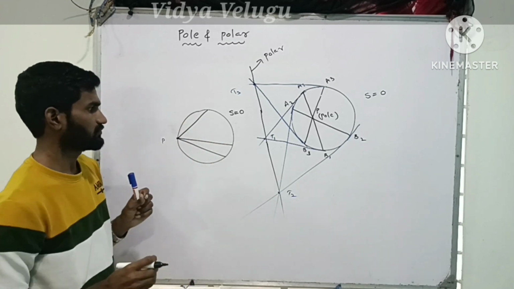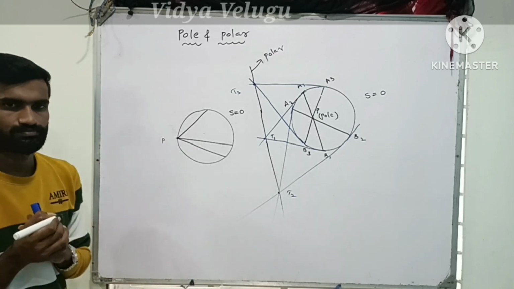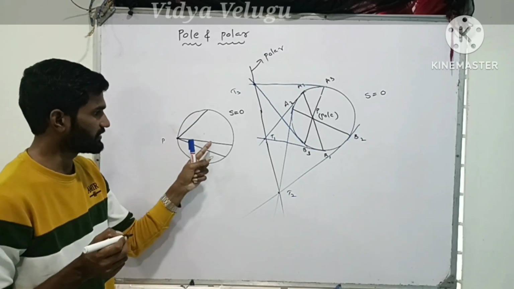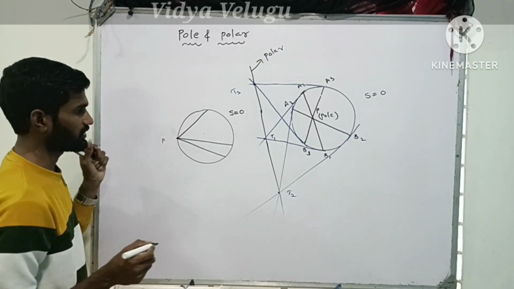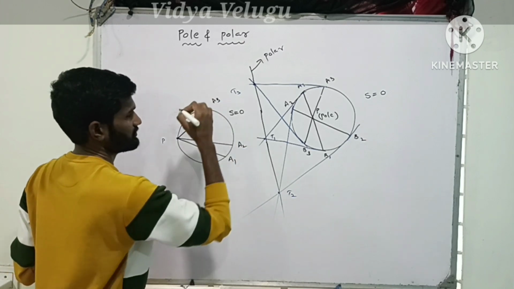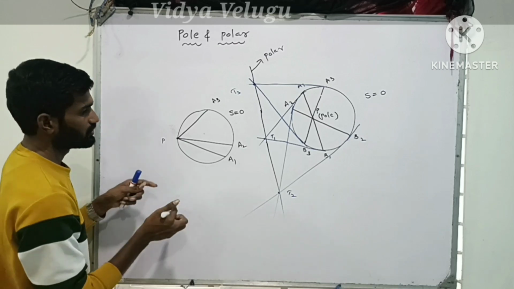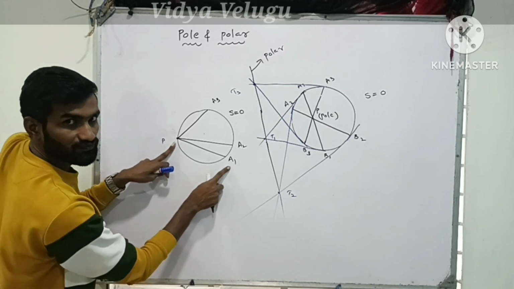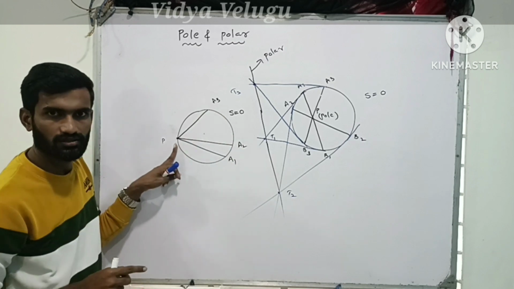Now this is the center, and this is the pole. I have considered here 3 chords which are from this point P only. Let us take the end points as A1, A2, and A3. Now we already know we have to take the tangents at the end points of the chords. So PA1 is the first chord, PA2 is the second chord, and PA3 is the third chord, right?